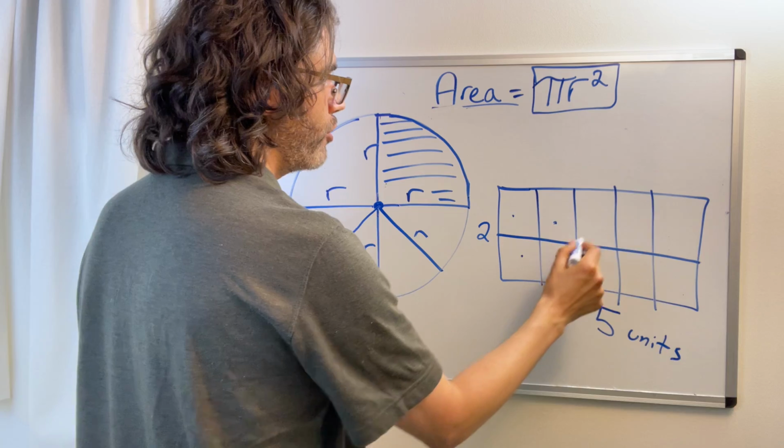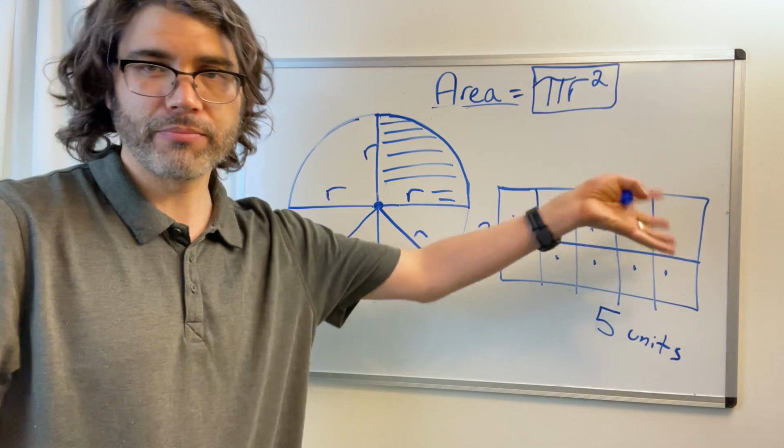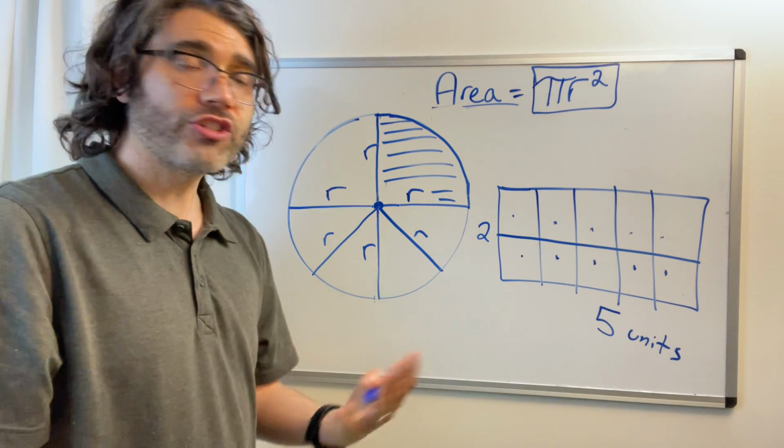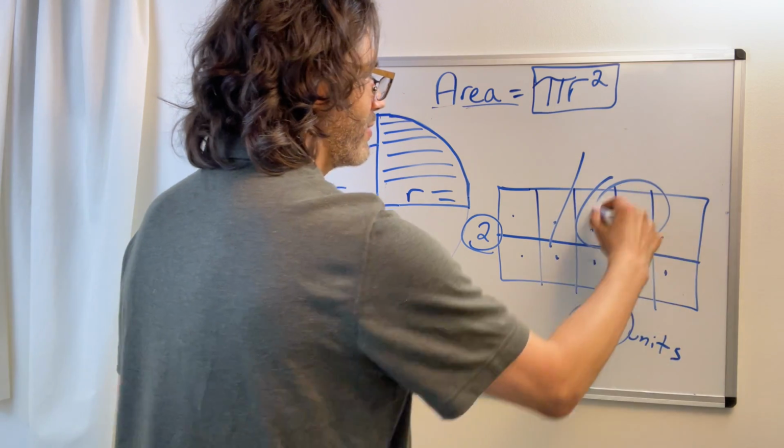1, 2. So there's 1, 2, 3, 4, 5, 6, 7, 8, 9, 10. There's 10 squares here. Well, I try to make them as squarey as possible. Okay, so how do you get that? You multiply 5 times 2 and you get 10. So this whole thing is 10.